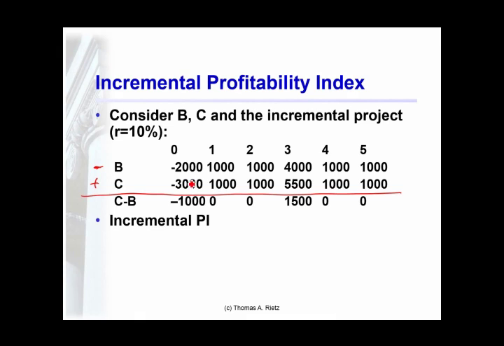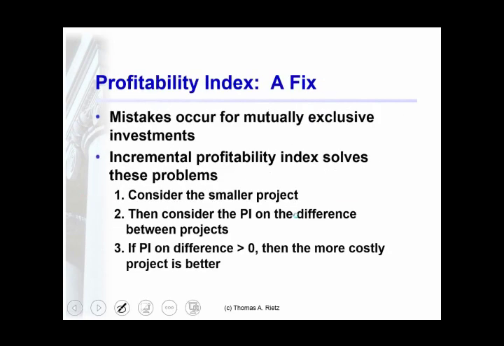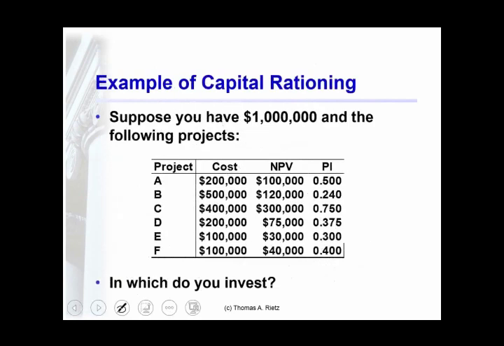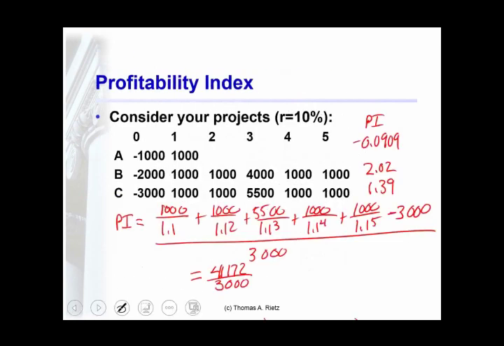So this is 3,000 minus 2,000, negative, that's negative 1,000. 5,500 minus 4,000, plus 1,500. Those are the only differences in cash flows. Now I'm going to go back and get the profitability indexes here. The profitability indexes were 202 and 139.